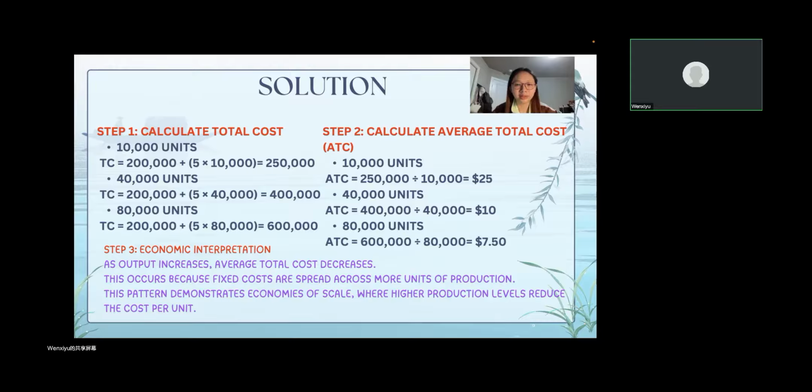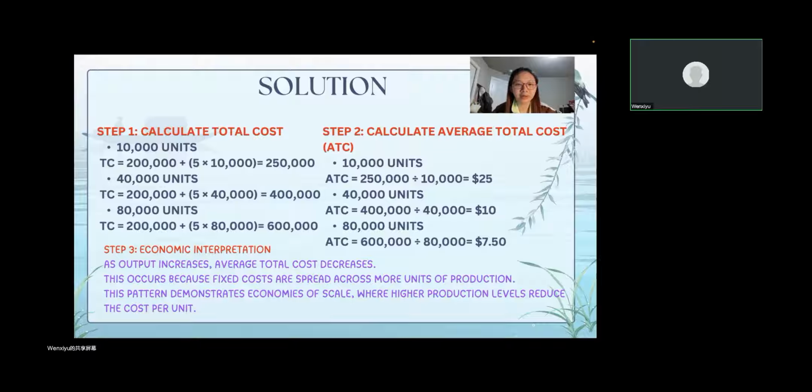At 80,000 units, $5 times 80,000 equals $400,000. Add the fixed cost of $200,000. Total cost is $600,000, divided by 80,000 units. Average total cost becomes $7.50 per unit.